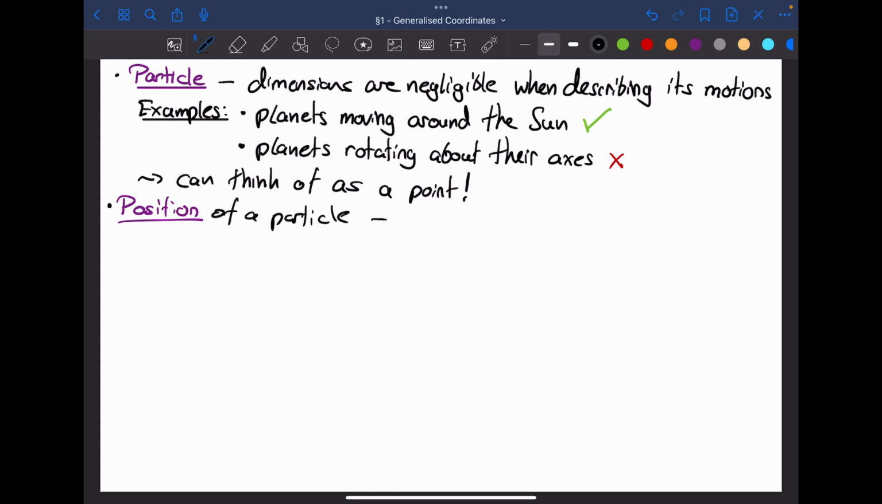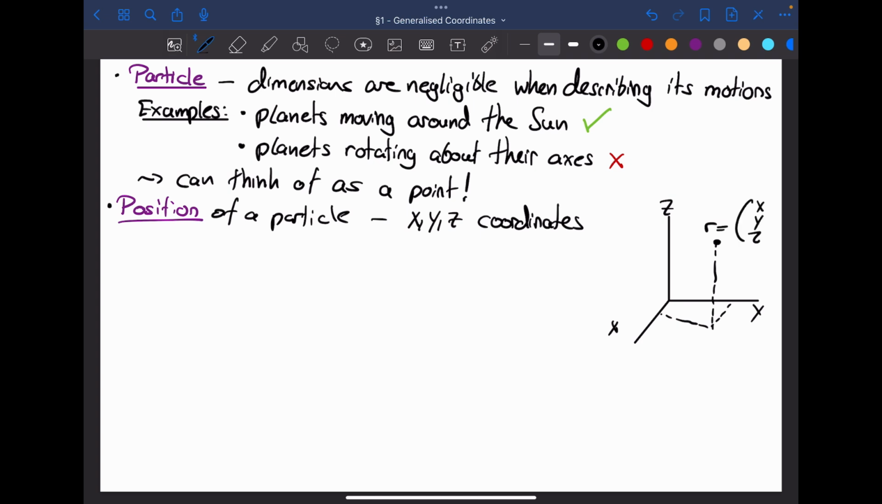Let's move on. By the position of a particle, we mean, of course, its x, y, z coordinates in Cartesian. So that's what you think it is, like x, y, and z here. Let's say the particle is over here, and then you can describe its position by these three coordinates relative to these three axes. This was drawn rather poorly. Anyway, you usually bundle the coordinates into a vector, which is here called r.